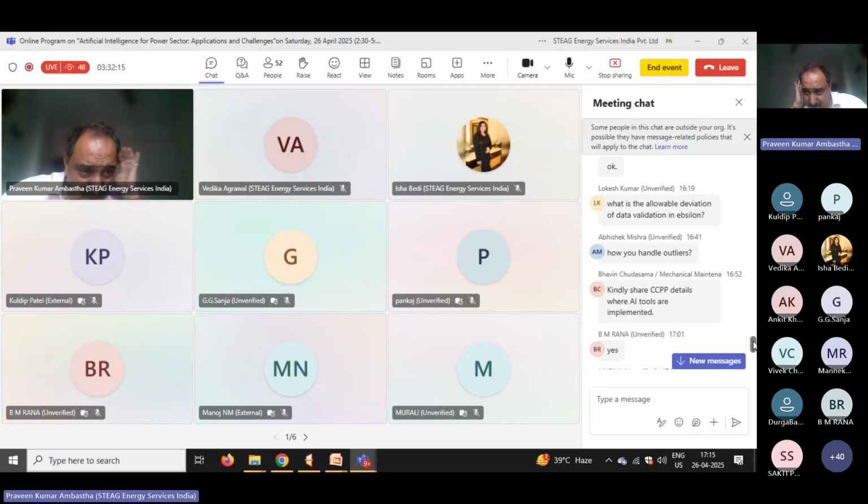Kindly, sir, CCPB, detail where AI tools have been implemented. Sir, basically, we have used this AI tool. Of course, for CCPP, we have not implemented any online, but for offline study, we have done for some, like Indian Glycol, then HMEL, our plants and all. There we have done some study, and some of the study that is going on for our own CPP plant.